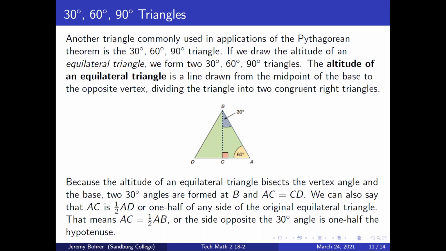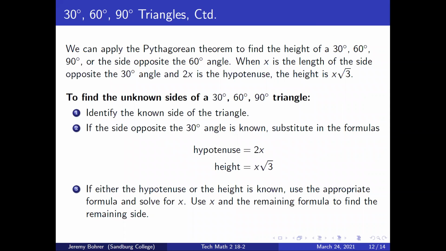That means that AC equals 1/2 AB, or the side opposite the 30-degree angle is 1/2 the hypotenuse. We can apply the Pythagorean theorem to find the height of a 30, 60, 90 triangle, or the side opposite the 60-degree angle. When x is the length of the side opposite the 30-degree angle and 2x is the hypotenuse, the height is x times the square root of 3.